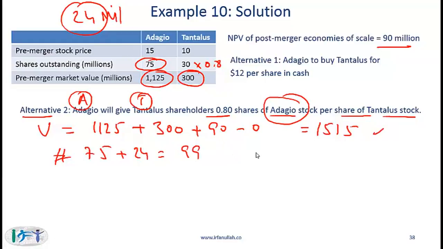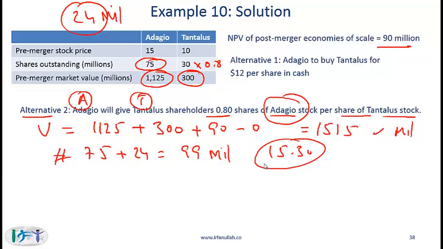This is the total value. This is the number of shares. So what is the share price of the new entity? It is 1515 divided by 99, which is 15.30. So this is the value of the entity after the acquisition.